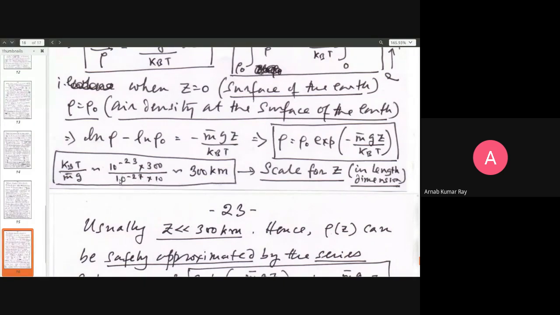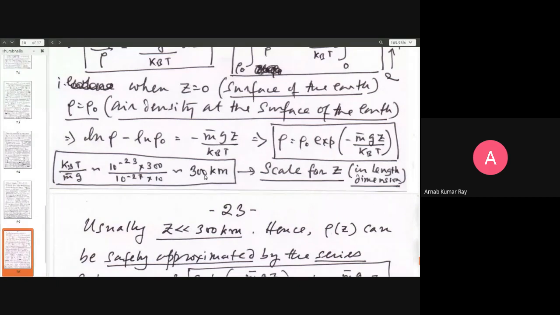There's an error here. I've taken m bar to be 10 raised to minus 27 kg. Well, actually, the mass of a proton or a neutron is 1.67 into 10 raised to minus 27 kg. But here, the average mass is the mass of a nitrogen, the air molecule. Air is 20% oxygen and 80% nitrogen. So that weightage should also have a factor of something like 29 or 30. So m bar should be something like 30 into 10 raised to minus 27. I overlooked that 30, and so I got this 300 kilometers. It should actually be divided by 30, and therefore you should have 10 kilometers.